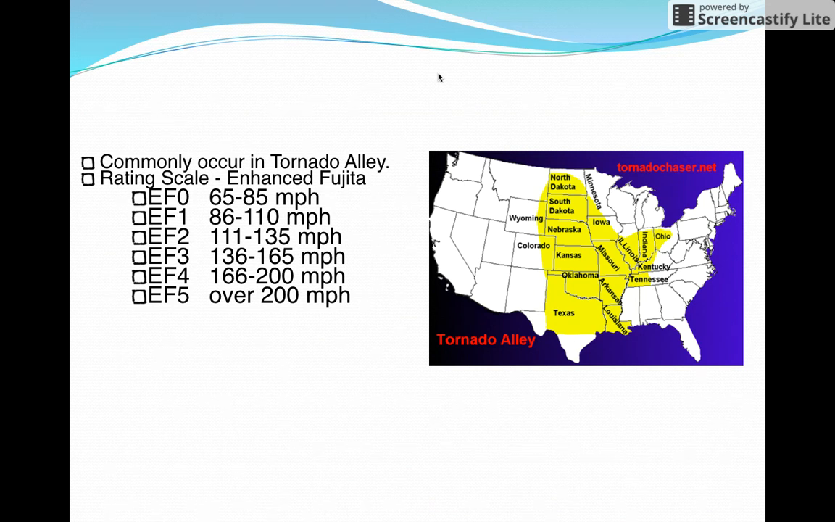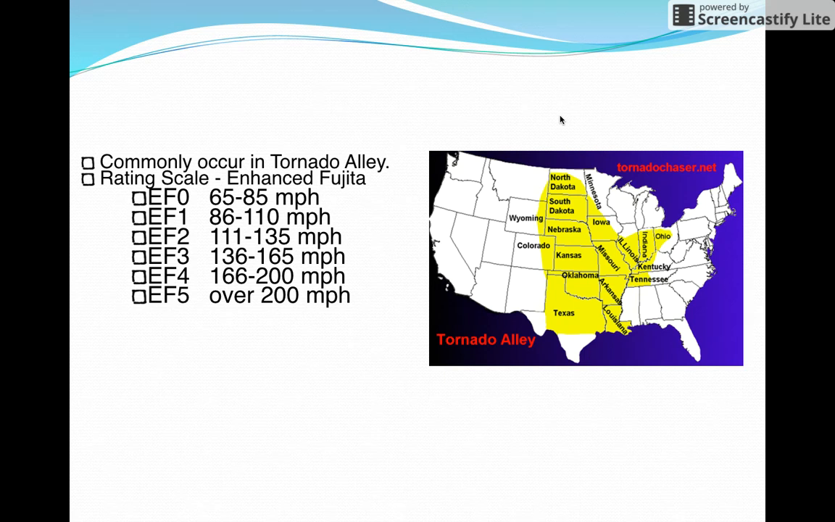So this is Tornado Alley. These states here that are highlighted with the yellow, those are the ones that make up Tornado Alley. Now, you notice North Carolina is not highlighted there. That doesn't mean we don't have tornadoes. As I said in the previous slide, it just means we're not a part of Tornado Alley.